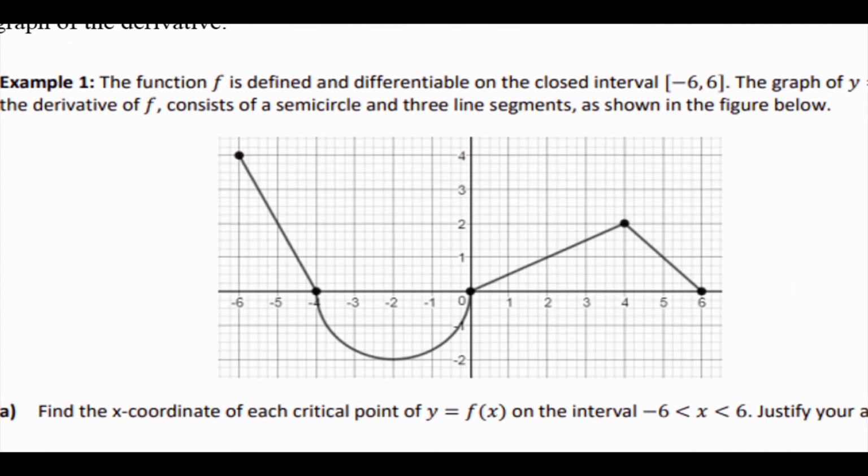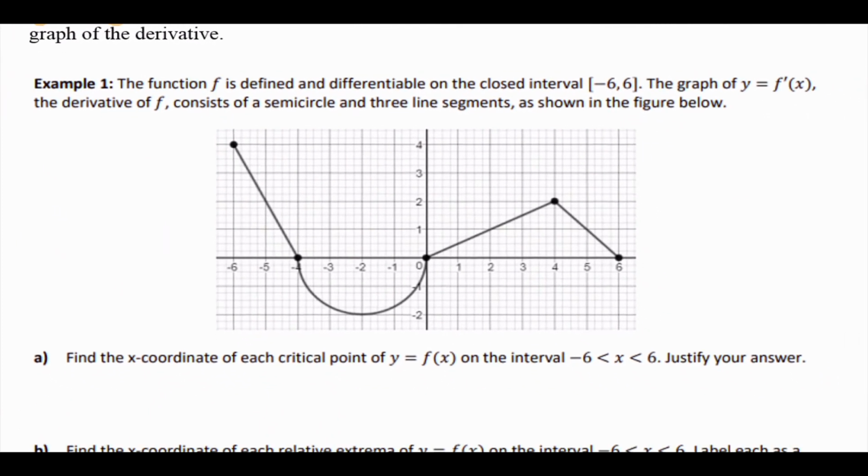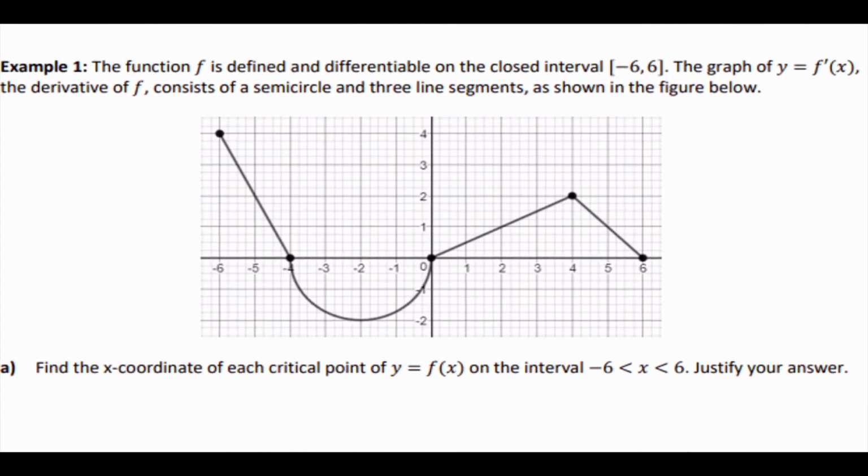I'm not even concerned about the question A, B, C, D. We'll get to that. But I just want to read the context. The function f is defined and differentiable on the closed interval from -6 to +6. That means everywhere from -6 to +6, f had a derivative and it was continuous. The graph of y equals f prime, the derivative of f, consists of a semicircle and 3 line segments as shown in the figure below.